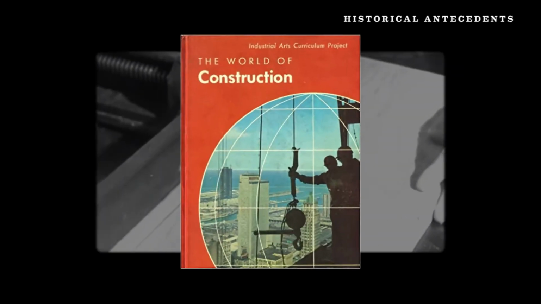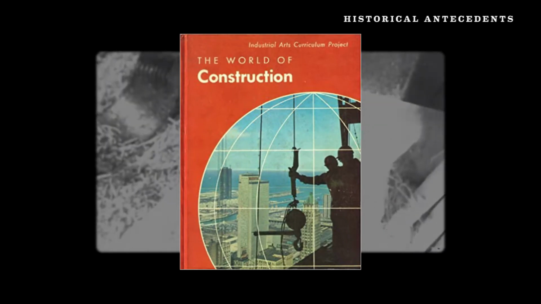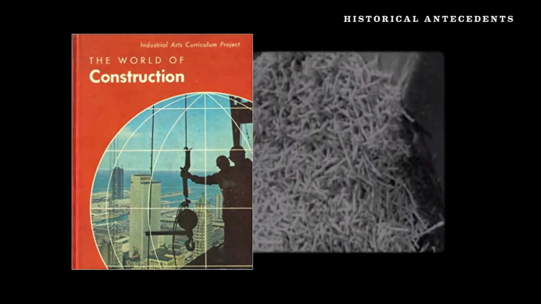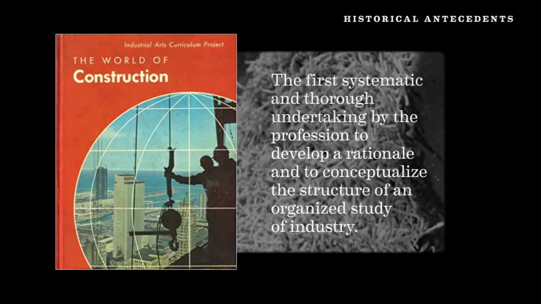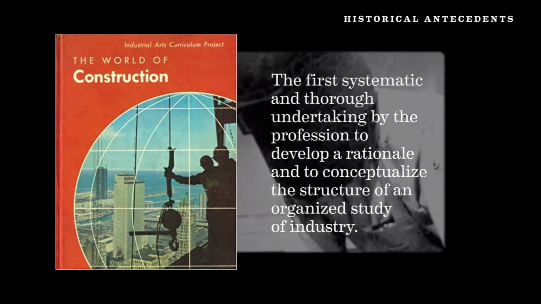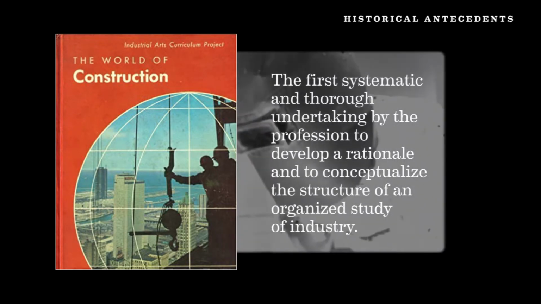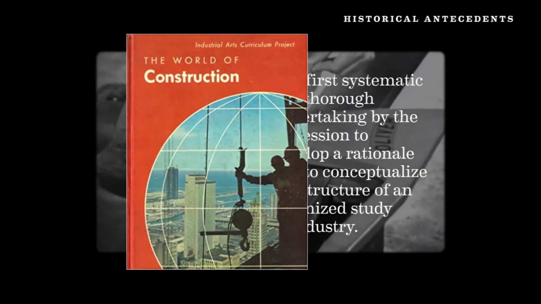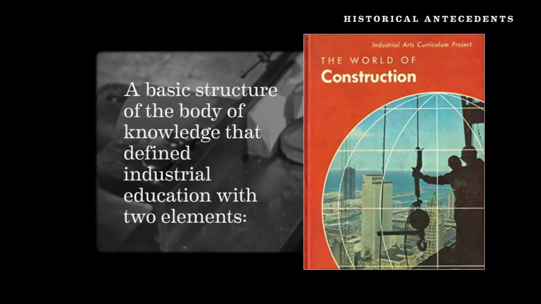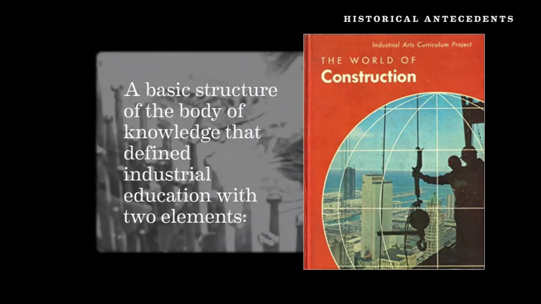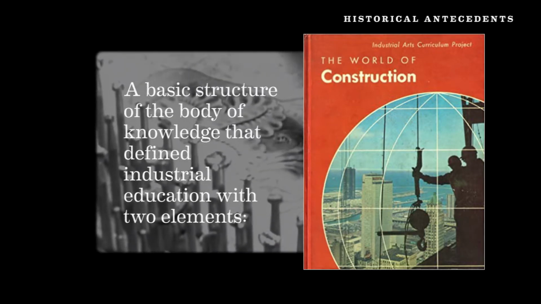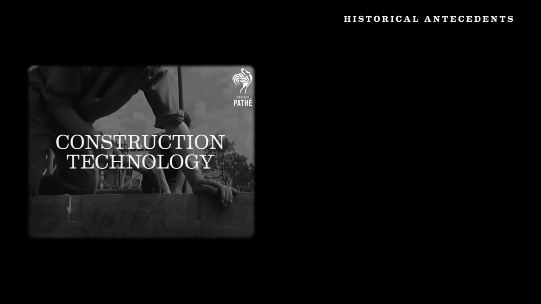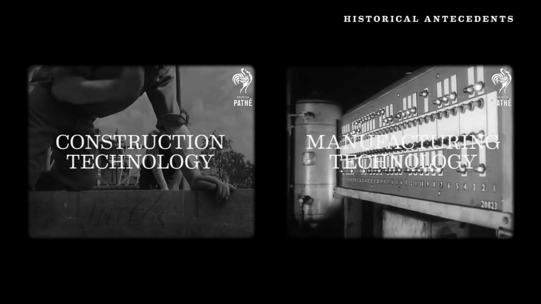The Industrial Arts Curriculum Project, or IACP, was the first systematic and thorough undertaking by the profession to develop rationally and to conceptualize the structure of an organized study of industry, a basic structure of the body of knowledge that defined industrial education with two elements: construction technology and manufacturing technology was developed.